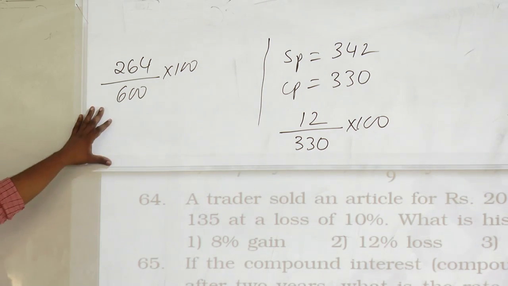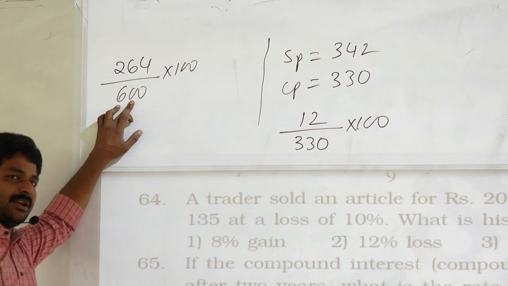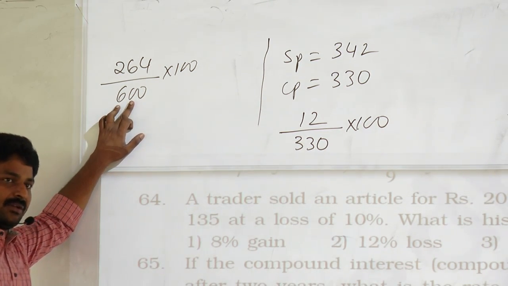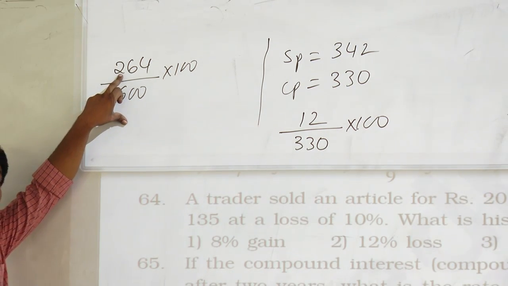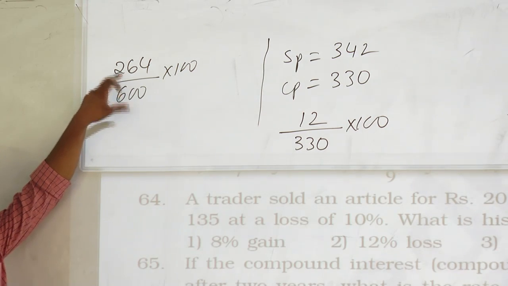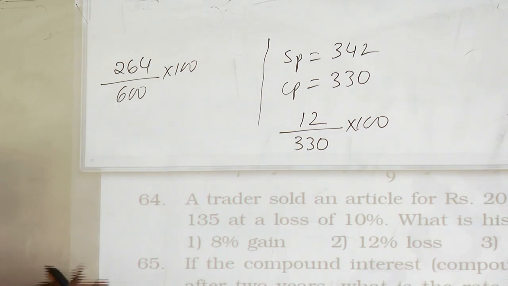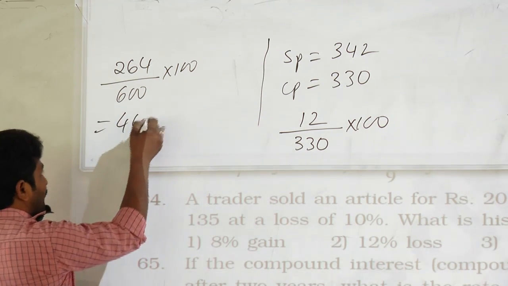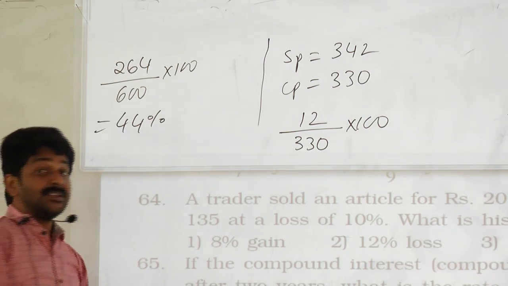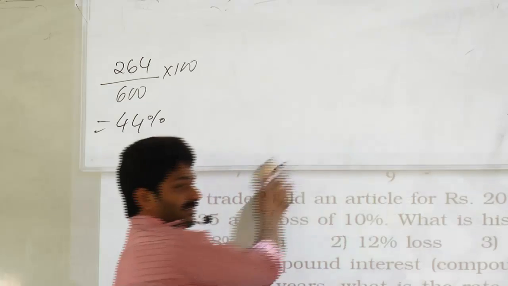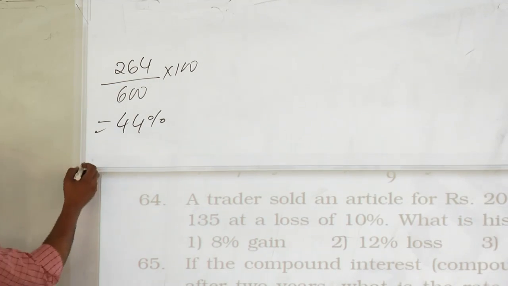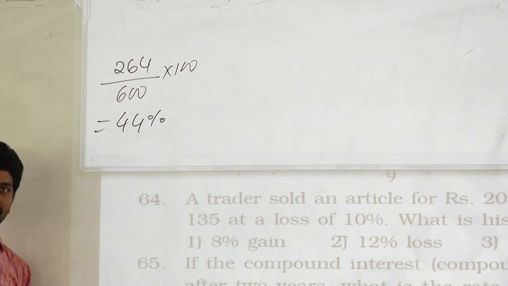Let me calculate the percentage. What about 10% of the denominator? 60. 20%? 120. 40%? 240. How much more than 240 is 264? 24. So that is again 4%. So in total this is equal to 44%. In how many years do you get 44% compound interest? 2 years. The rate of interest should be 20% per annum.